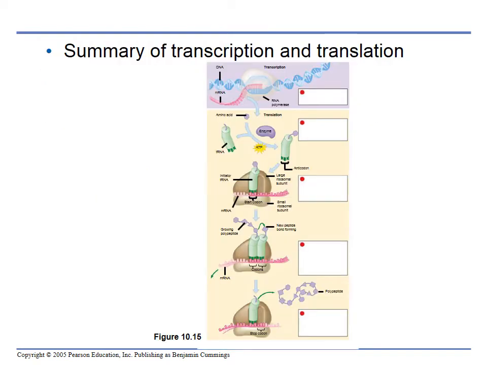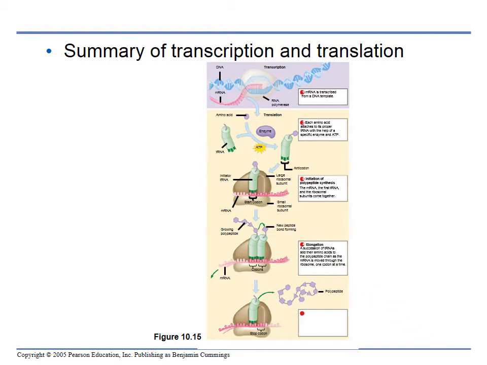All right, here's your summary of transcription and translation. So here we are in the nucleus where transcription occurs. Then we move to the cytoplasm, where we're going to have translation. It's just the messenger RNA that gets sent out there, not the actual DNA. You have your transfer RNA bringing the correct amino acids. In the ribosomes, they get linked together.